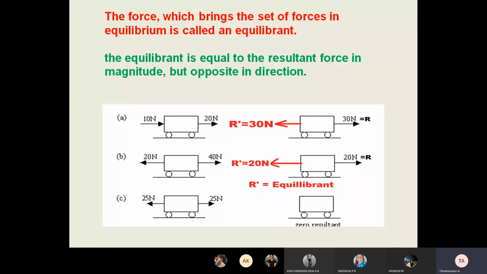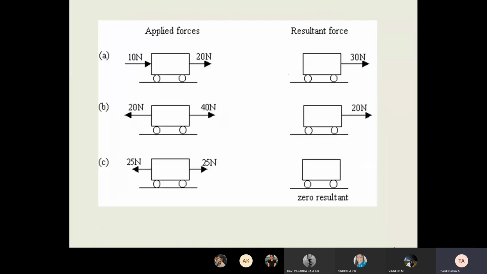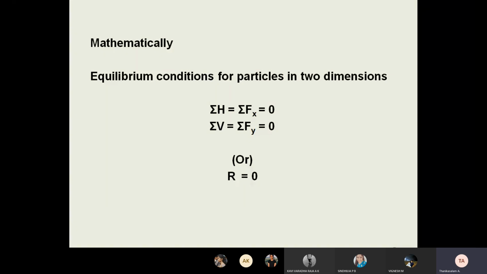If the resultant is not equal to 0, the body is moving. But if the resultant must be 0, I add the same resultant in the opposite direction. That resultant is called the equilibrant. Understand? So we discussed what is equilibrium. When the resultant is 0, we say equilibrium. Then the equilibrium equation, this is the equation. You must remember this equation, I will ask you later. Summation of H means adding all horizontal forces equal to 0. Summation of V means all vertical forces equal to 0.